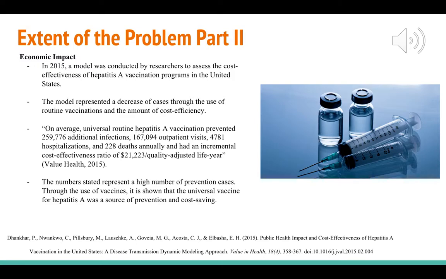The numbers stated represent a high number of prevented cases. Through the use of vaccines, it is shown that the universal vaccine for hepatitis A was a resource of prevention and cost saving.